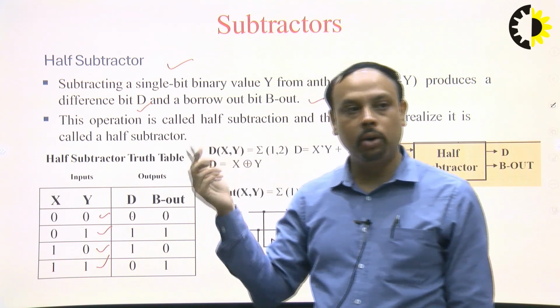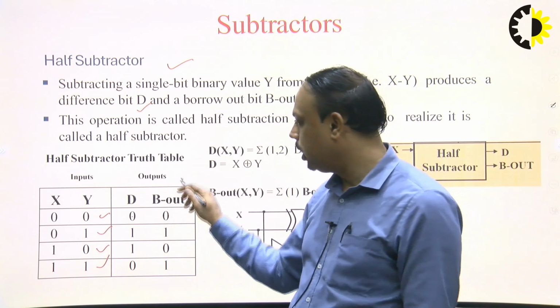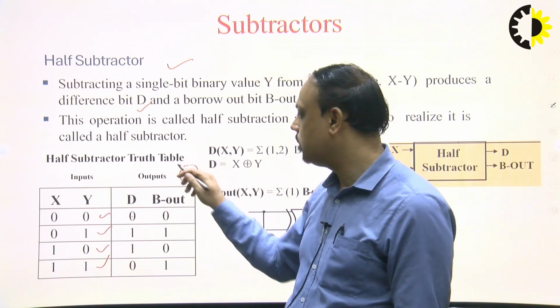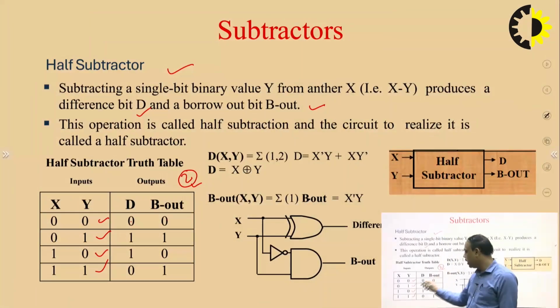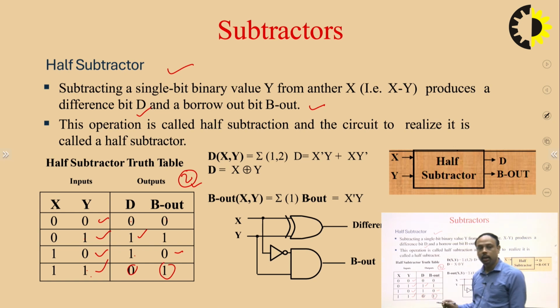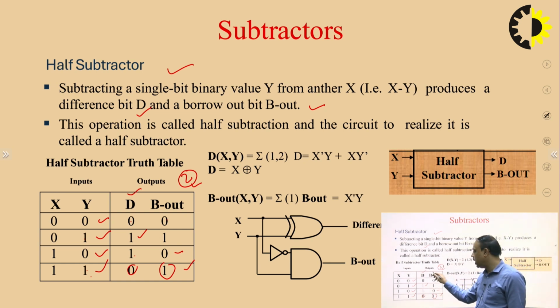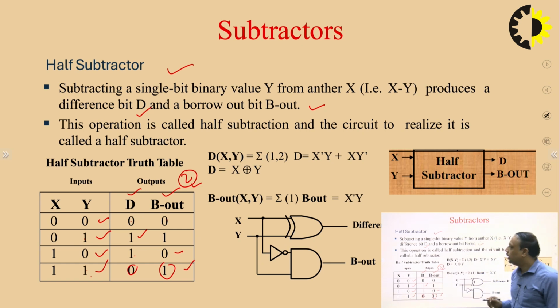Since we borrow 1, for the binary number system the borrow is equal to the base of the system, that is 2. So this 2 minus this 1 is equal to 1. For 1 minus 0, it is 1 and there is no borrow. And 1 minus 1 is equal to 0, the difference is 0 and there is no borrow. In this way, we have the difference combination and the borrow out combination for the half subtractor circuit.